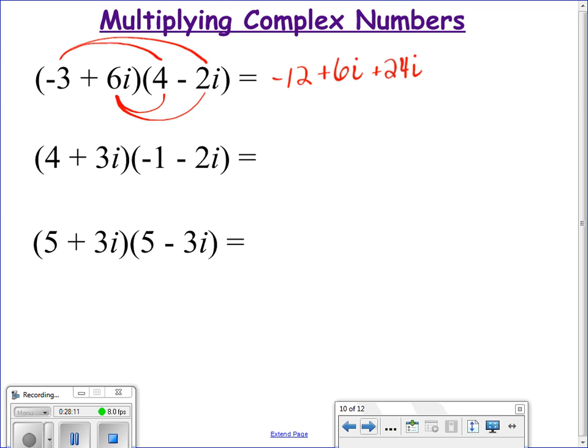And then 6i times negative 2i is negative 12i squared. All right, so we need to kind of clean it up a little bit. Yes? Yep, you can do that first.